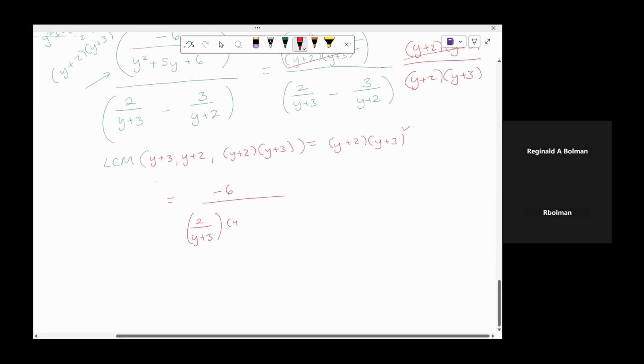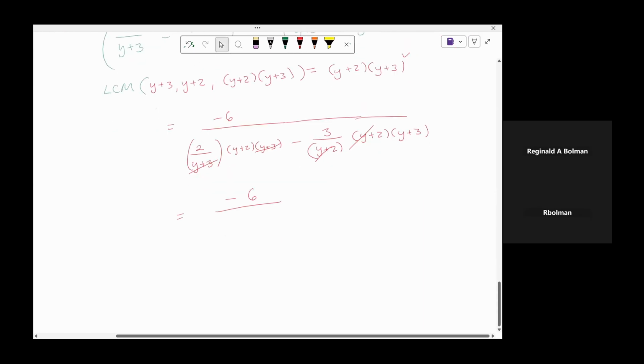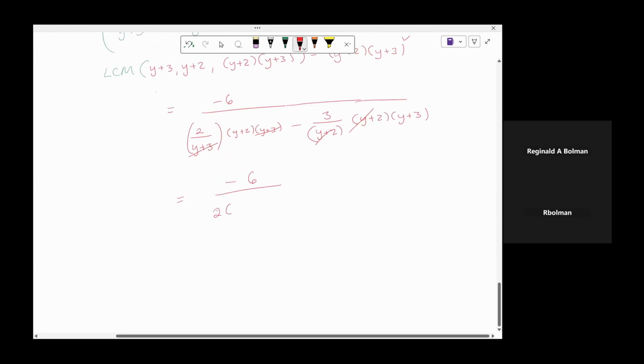That will be multiplied with y plus 2 times y plus 3. And voila, your y plus 3 starts canceling out. You will have a 3 over y plus 2 times y plus 2 times y plus 3, and your y plus 2 cancels out there again. And so at the end of the day, you got -6 over 2 times y plus 2 minus 3 times y plus 3. And that's it. Done. For the most part.